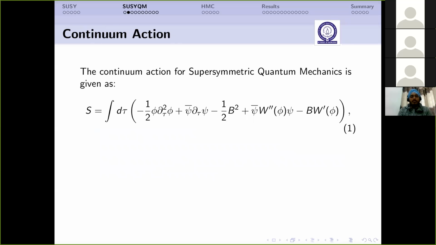I'm going to talk about the continuum action we've taken. Supersymmetric quantum mechanics in 1D has this action. On the lattice we have taken the temporal discretization of the temporal part. So what do we have? We have bosons, and those are linked with each other.